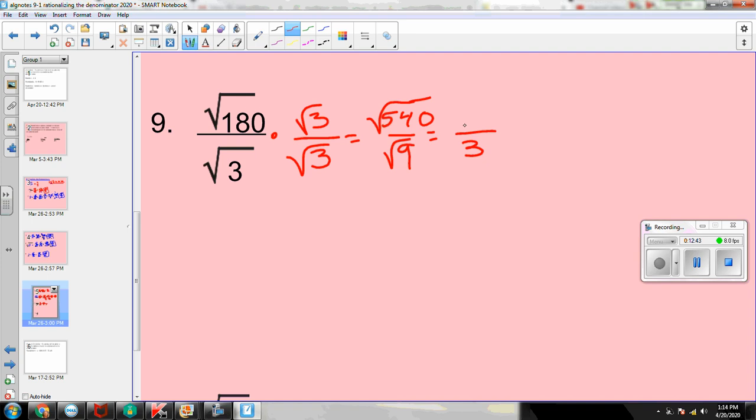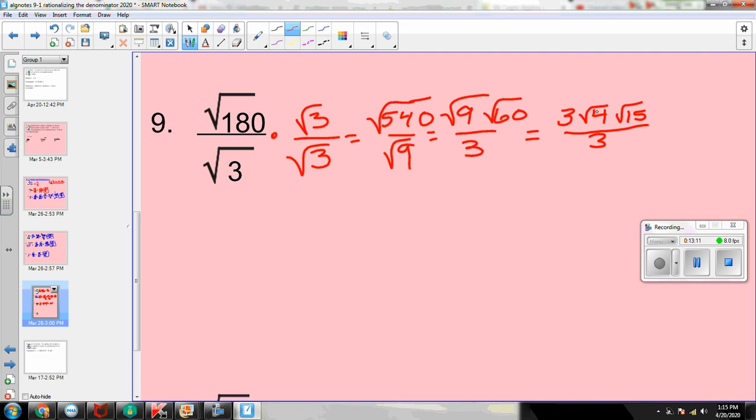So is there a perfect square number that goes into 540? Well, 9 does. 9 times 60. So you could say this is the square root of 9 times the square root of 60. Square root of 9 is 3. Could I simplify radical 60? Well, 4 goes into 60, so you could say this is the same as the square root of 4 times the square root of 15 over 3.